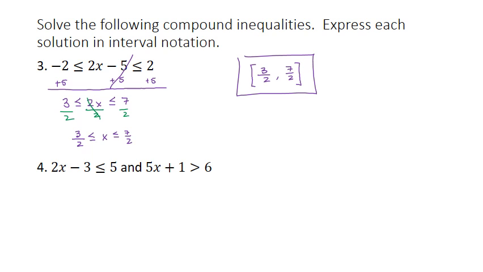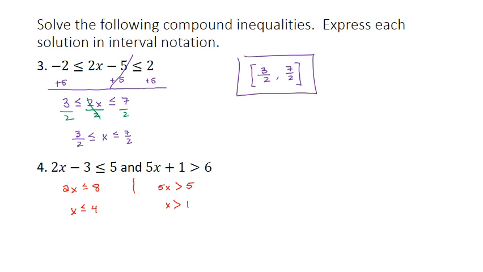On the first one, if I add 3 to both sides, I get 2x is less than or equal to 8. And if I divide both sides by 2, I see x is less than or equal to 4. On the second one, if I subtract 1 from both sides, I can see that 5x is greater than 5. And then dividing both sides by 5, x is greater than 1.